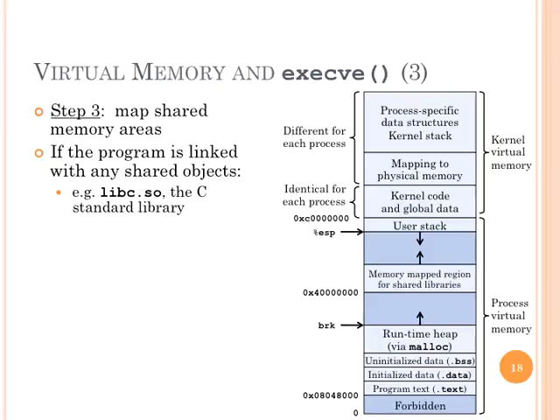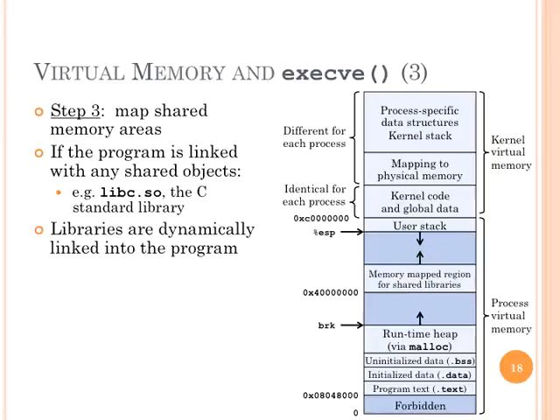Okay, shared memory areas. So if we have any shared libraries, this is like the 4000 section. Then we map shared libraries into the process's virtual address space. There's a whole thing called dynamic linking. Some of you may have heard of dynamic linking. Really cool mechanism.